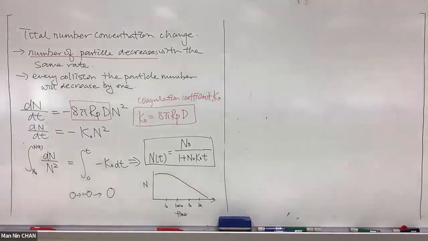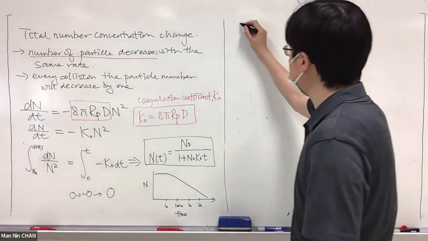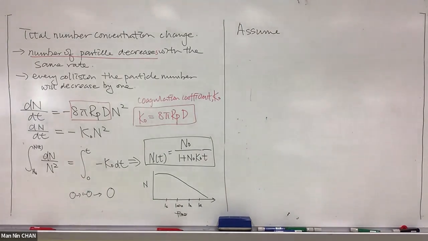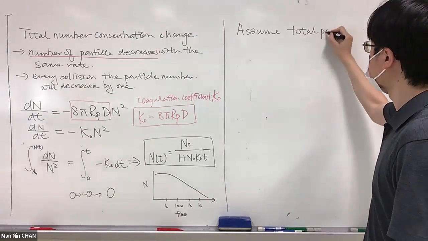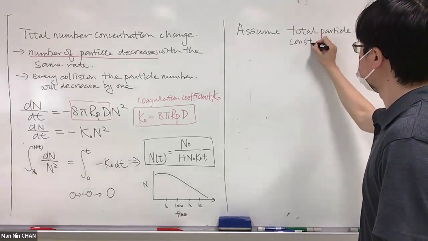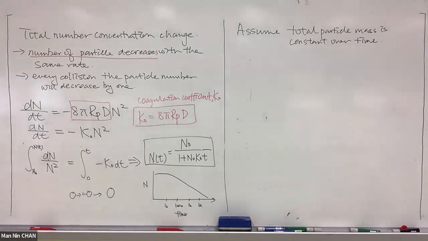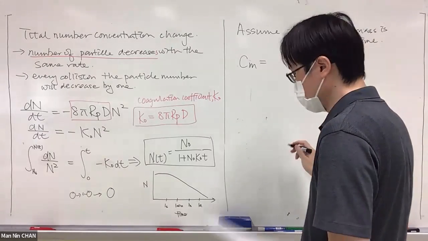To do this analysis, we want to make some assumptions here. Let's say first we assume that for your system, the total mass of your particles remains constant over time. So let's say the total particle mass is constant over time. You don't have any loss process here. That means if your mass is the same, the mass concentration is the same.